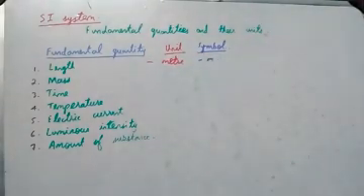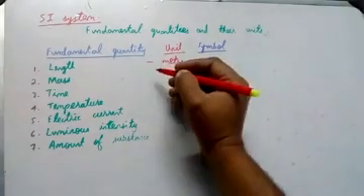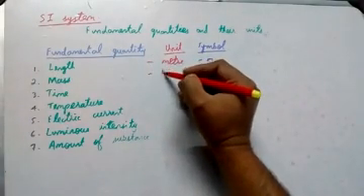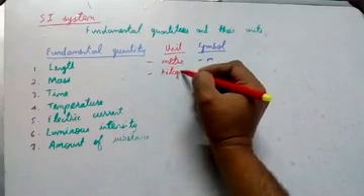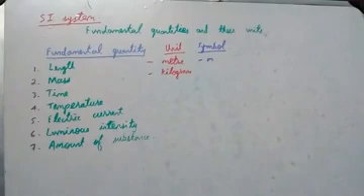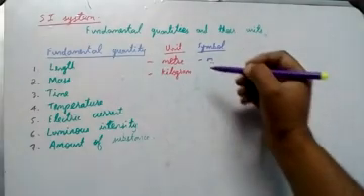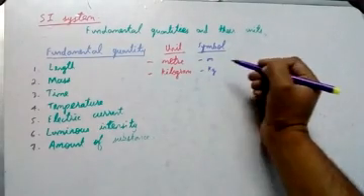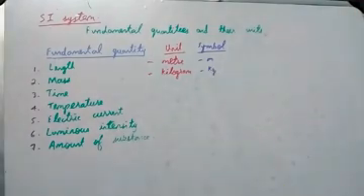Then mass, everyone knows that, we buy things. Things are measured in kilograms. Say we buy 5 kg rice. So that is kilogram, and the symbol for this will be kg. All of us know kilogram.